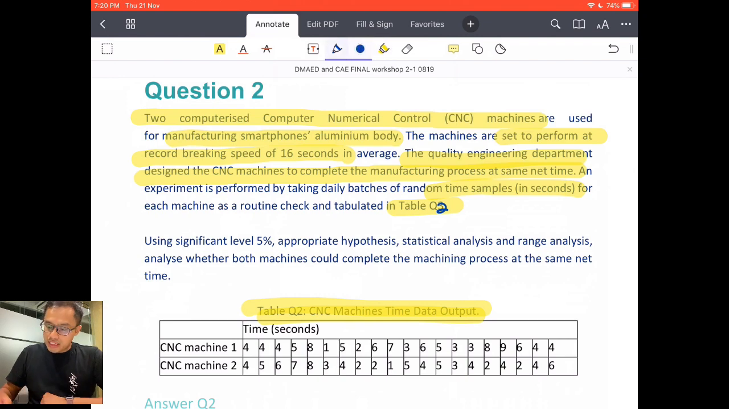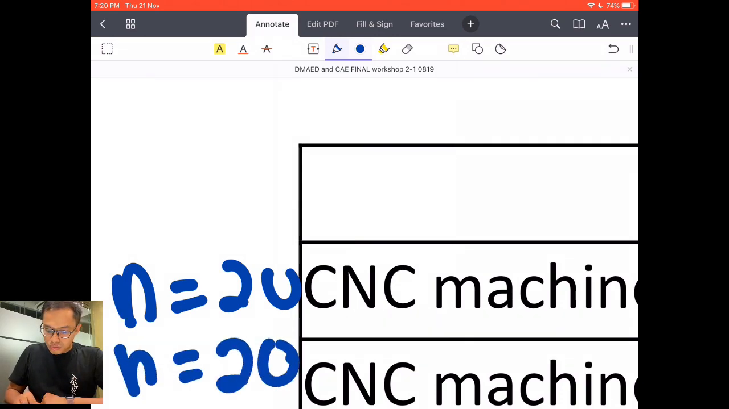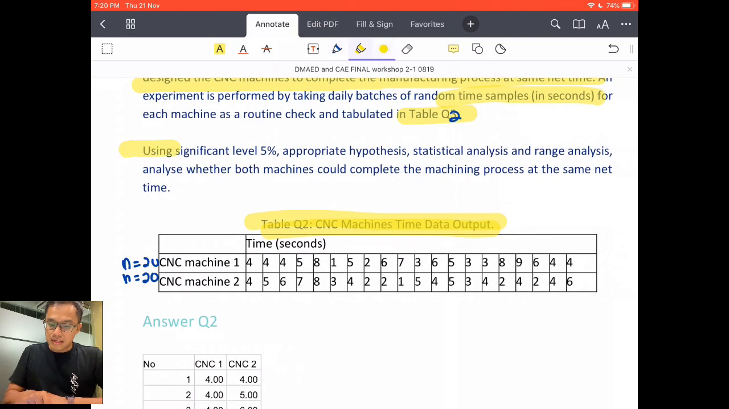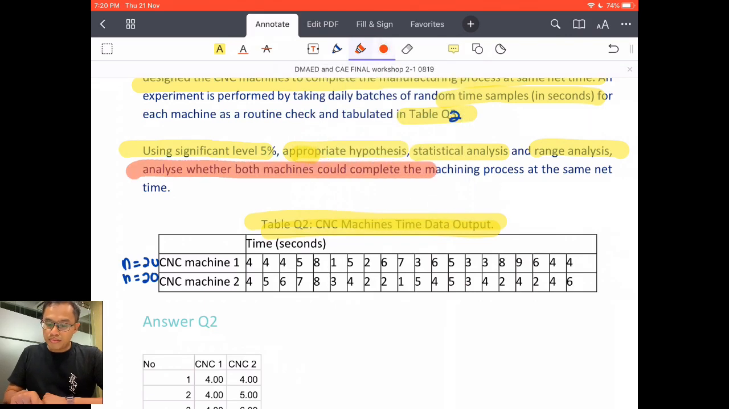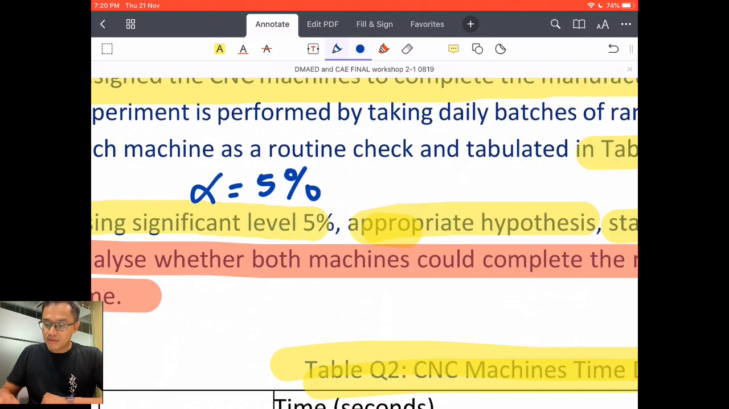We have 20 data per machine, so n is equal to 20. The question says: using a significance level of 5%, appropriate hypothesis, statistical analysis, and range analysis, analyze whether both machines could complete at the same net time. Here I've given you your alpha. Alpha is 5%. Very easy.